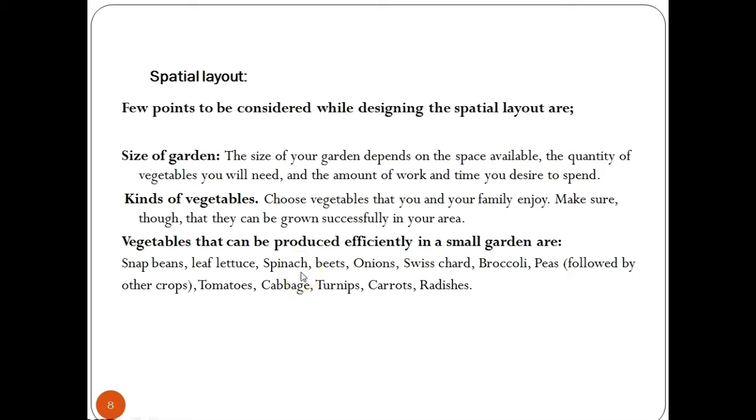Designing of spatial layouts includes many important points such as size of garden, kind of vegetables to be grown, rotation of vegetable crops, and companion planting.